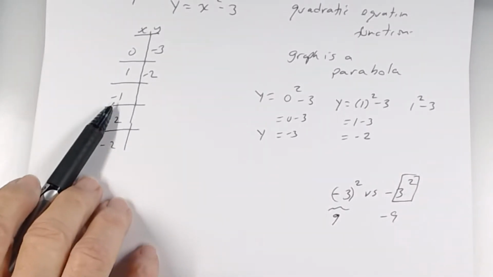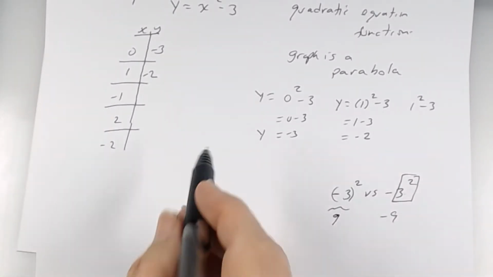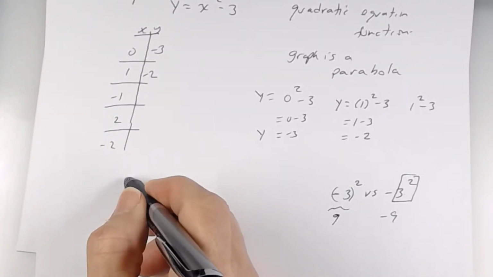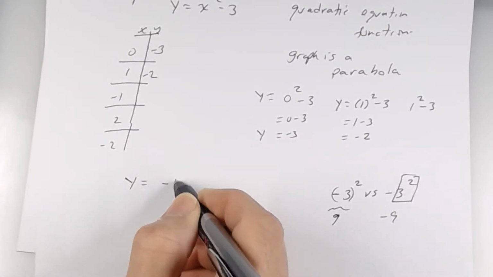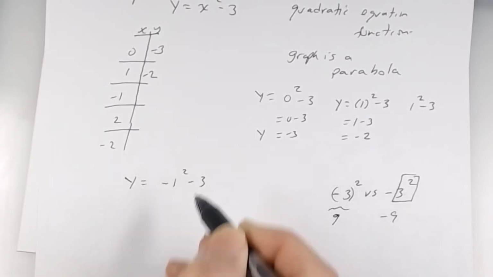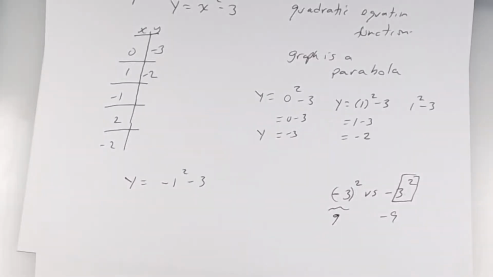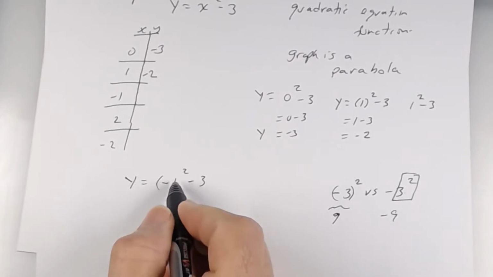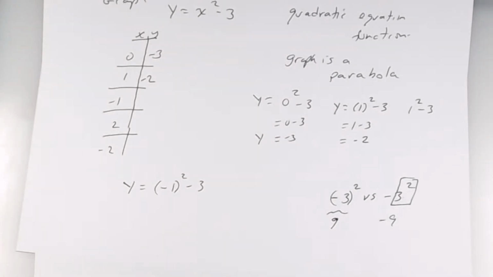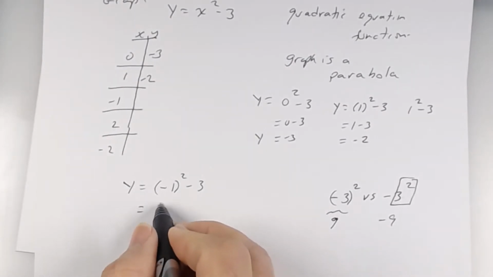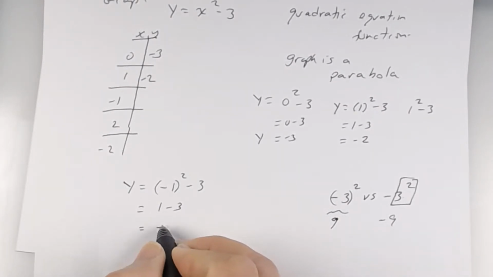So when I substitute x, notice I'm going to write it mathematically correct. I'm not going to say this. The way I'm writing it here is incorrect. Because if I write it like that, that means what is being squared? 1 only. What should be squared? -1. So what do I need? Parentheses. All right. Now that means -1 times -1, which is what? 1. And what's 1 minus 3? -2.